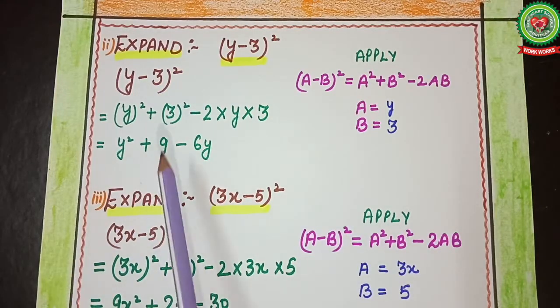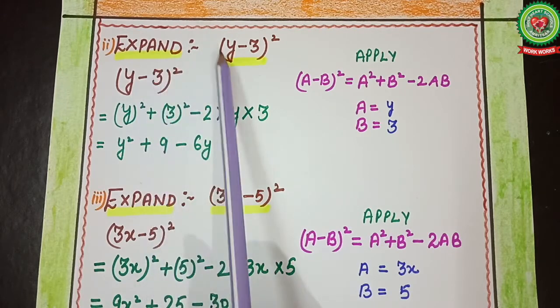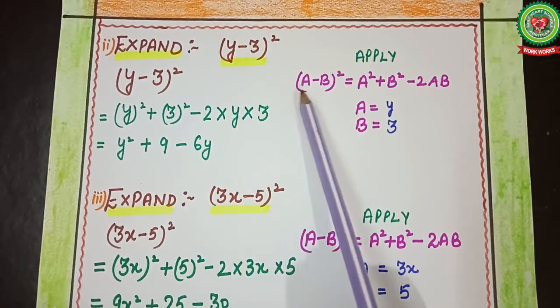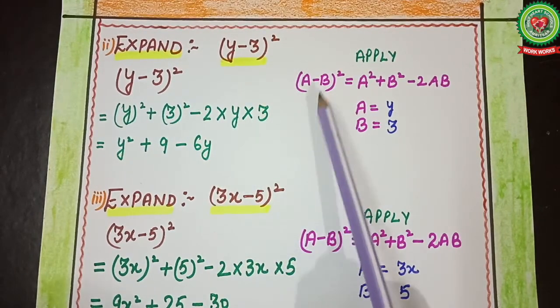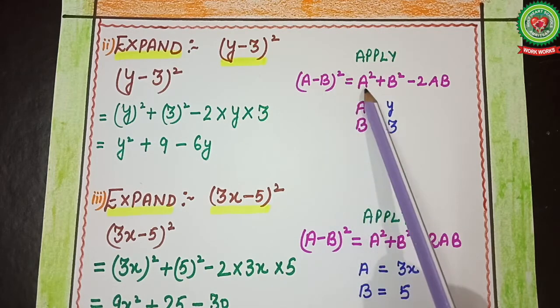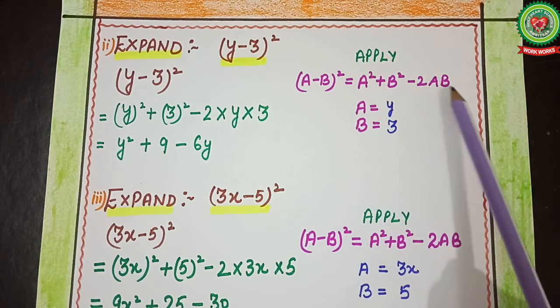So here's the next example, example number 2: expand (y - 3)². Now again you can correlate this statement with the identity. So you have to write on the right hand side, apply (a - b)² is equal to a² + b² - 2ab.